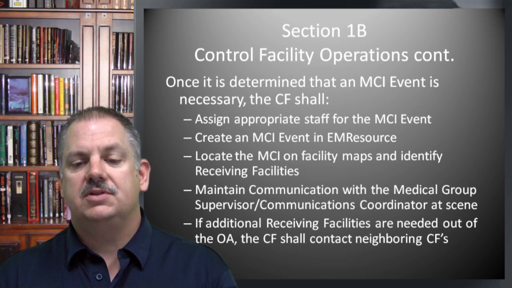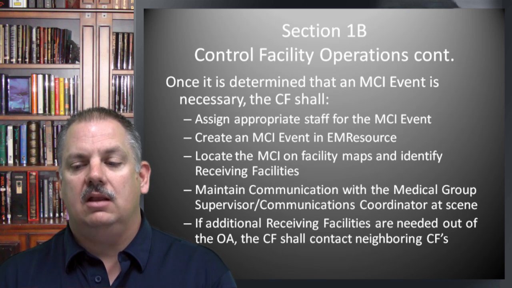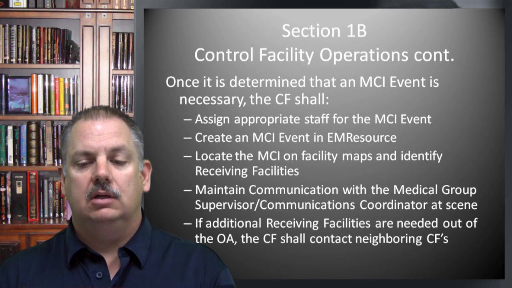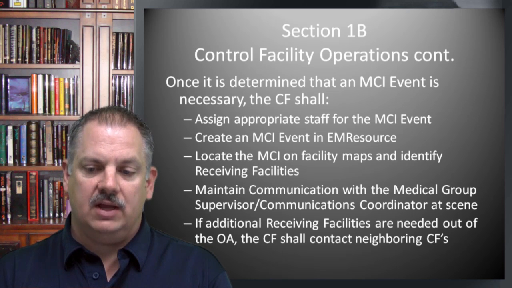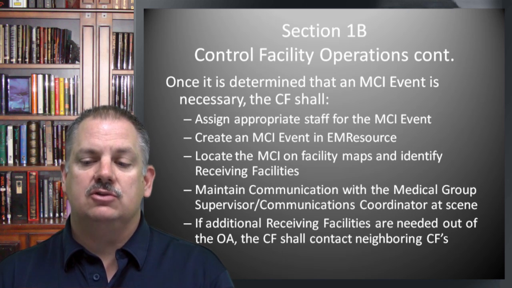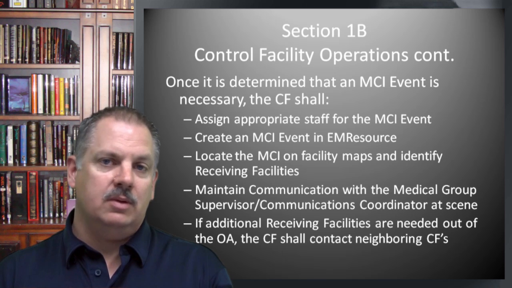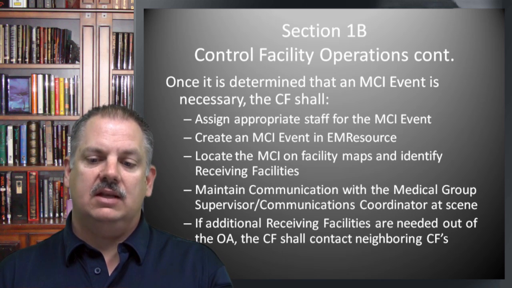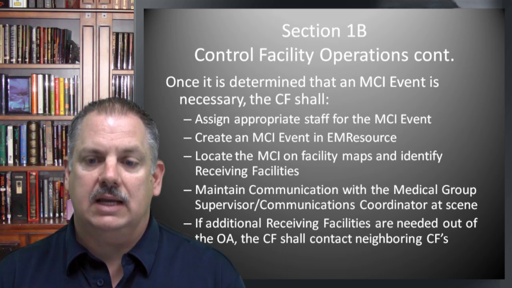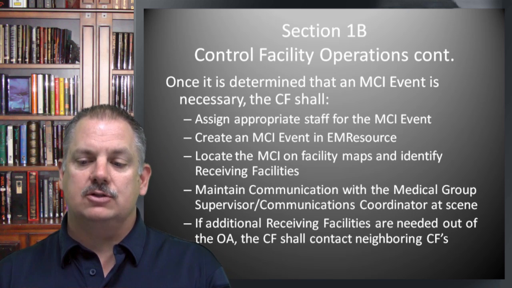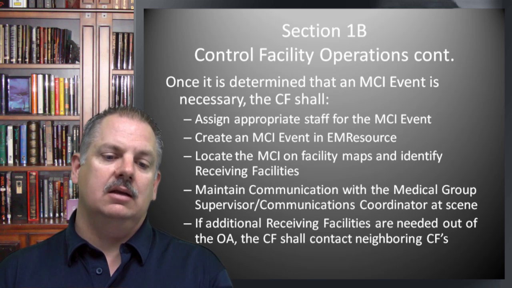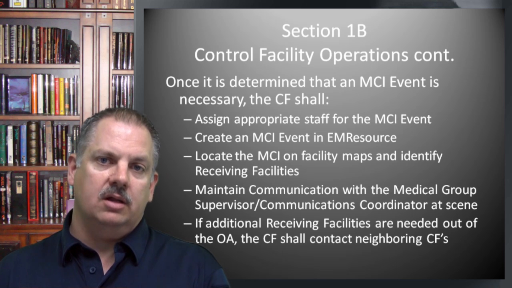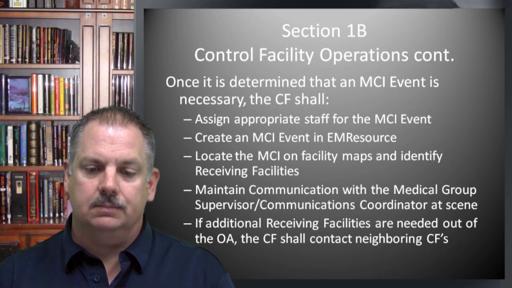What the control facility will then do is locate the incident on a map and identify other receiving facilities that can handle the patients from that event. They maintain communications with the medical group supervisor, whether it be by radio or by landline. They just need to make sure that there's an open line of communications with the medical group supervisor or the patient transportation group supervisor. Again, those positions are dependent on the size and scope of the incident.